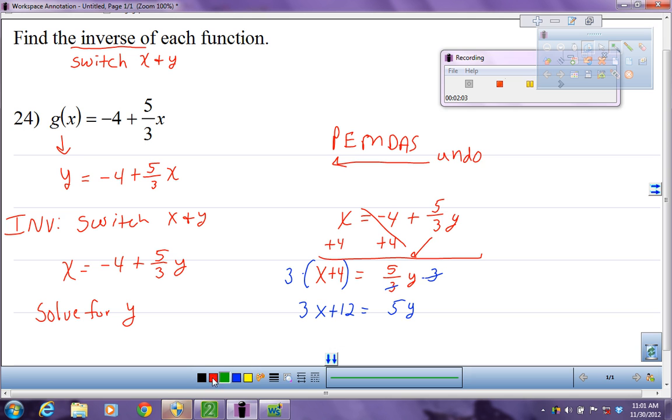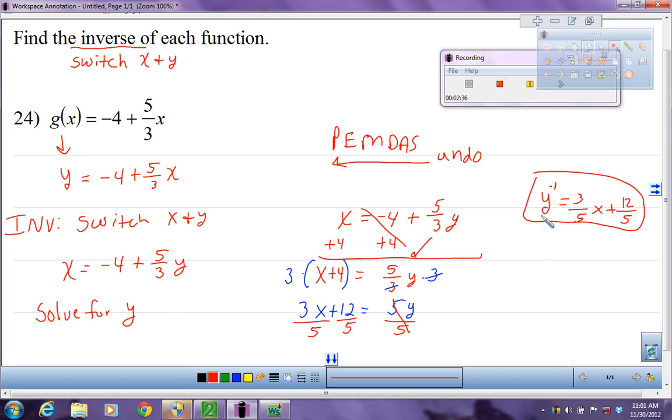And now the opposite or the inverse of multiplying would be dividing. So I can divide everything by 5, the 3 and the 12. The final answer would be y equals, okay, here's my y right here, and it equals all of that, which is 3/5 x plus 12/5.